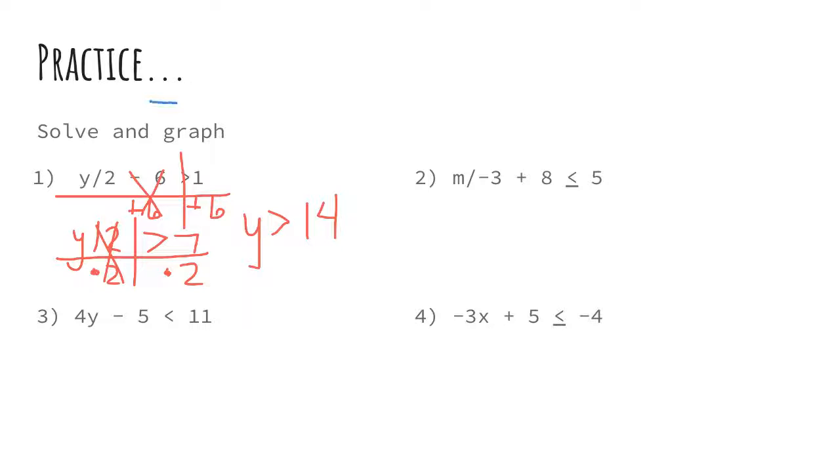To graph that, I'll do that up here. I'm going to put 14 in the center, one bigger, one smaller. 14 is not part of my solution set, so an open circle. My solution is everything greater than but not including 14. There we go. All right, I want you to pause while you do 2, 3, and 4 and come back when you're ready for checking.